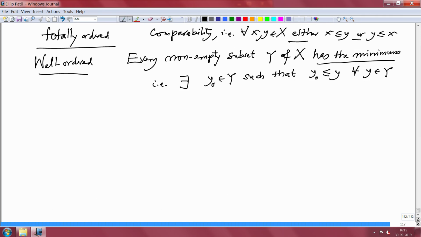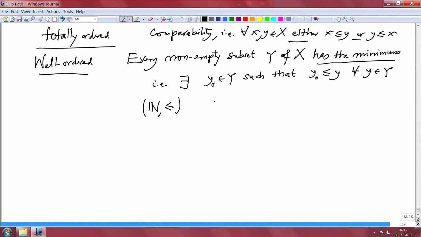So, typically in N, one of the axioms says that N is well ordered. That means any non-empty subset of N has the minimum. This is also called minimal principle or well ordering principle.